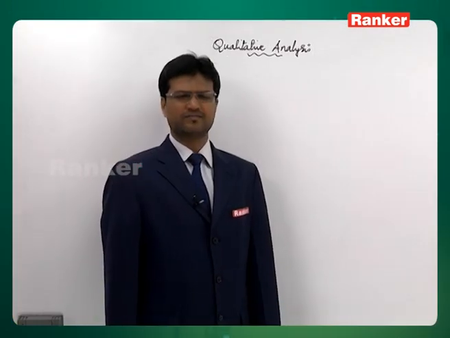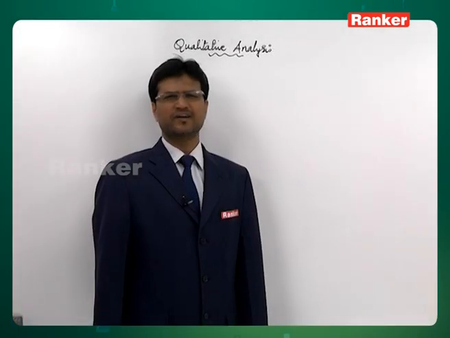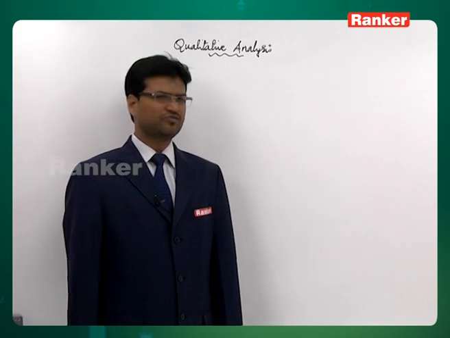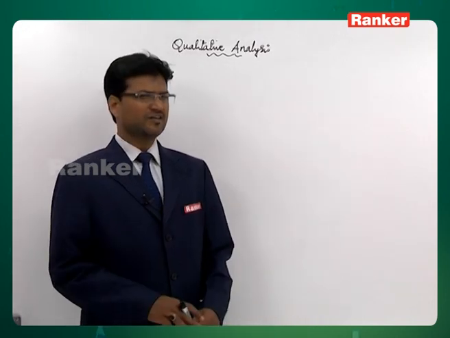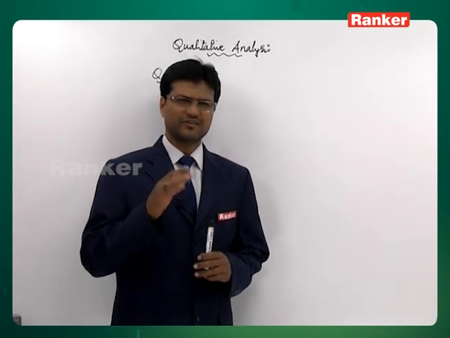Question number 5. Cadmium sulphide is yellow in color, it is a fact. Cadmium 2 plus salts are yellow in color, this is not a fact, this is not true. Cadmium sulphide is colored because of polarization. Cd2 plus because of pseudo-octet configuration has a very high polarizing power. It causes distortion of sulphide and that makes cadmium sulphide colored.